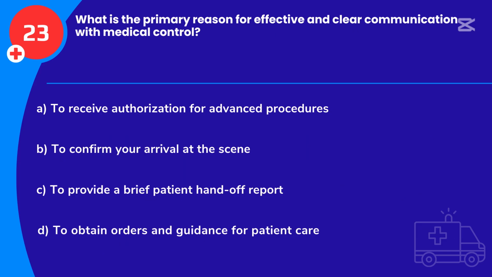Question 23. What is the primary reason for effective and clear communication with medical control? A. To receive authorization for advanced procedures. B. To confirm your arrival at the scene. C. To provide a brief patient handoff report. D. To obtain orders and guidance for patient care.